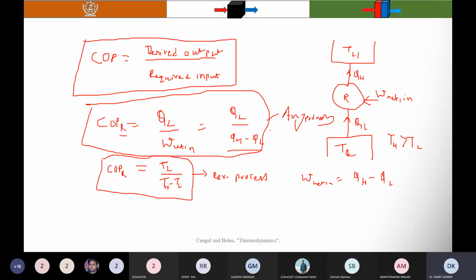Now what happens if I consider the heat pump? What is the change here? I need to maintain my high temperature body at a higher temperature. So the objective of the heat pump is to maintain the heated space at a high temperature. Again, what is the desired output? You need to supply the heat completely. So here I will write again here.